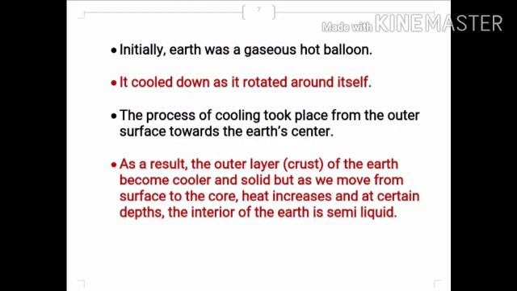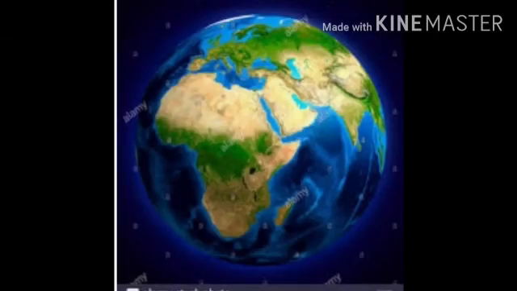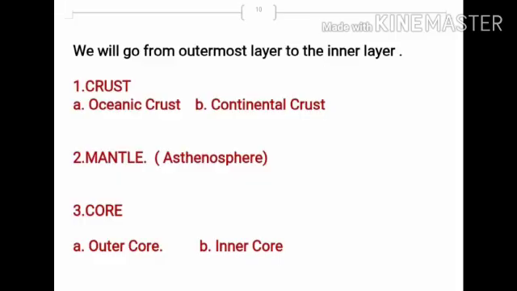It means the outer layer of the earth, the blue and green colored part which we can see, is the crust of the earth. It has become cooler earlier, but the inside part of the earth is still in a semi-liquid or liquid form. Semi-liquid means a thick liquid which is not too watery nor thick like a solid. See children, this is the outermost layer which is visible to us. This is the crust of the earth, the most outer part of the planet. We will go from the outermost layer to the inner layer.